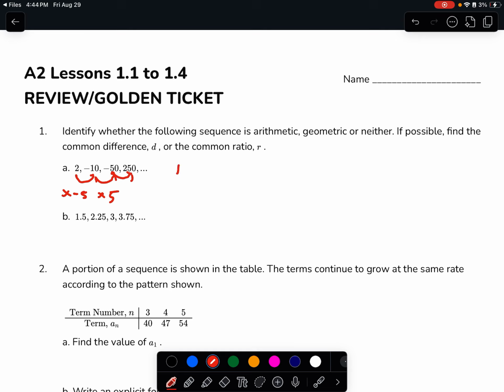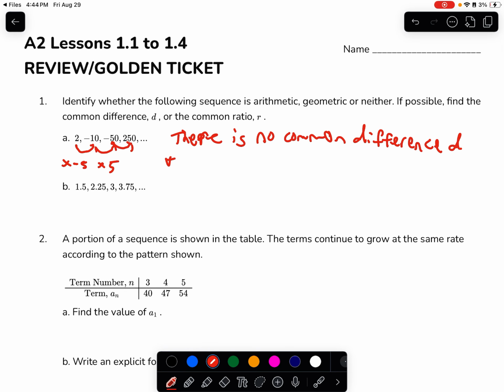So there is no common difference, that's the D, and no common ratio, that's the R. Since neither one is true, it's neither.